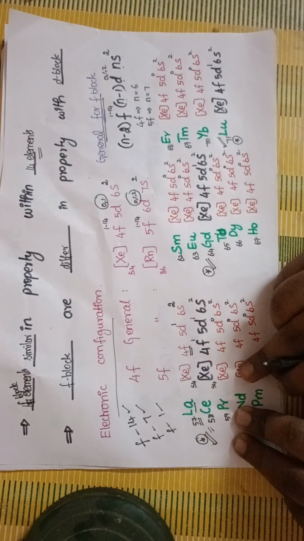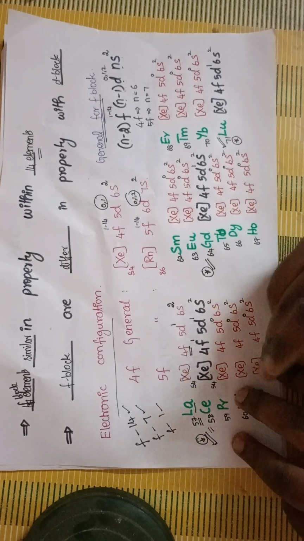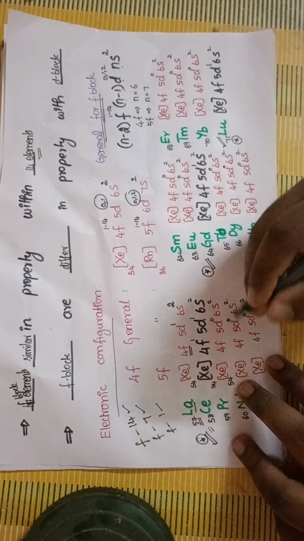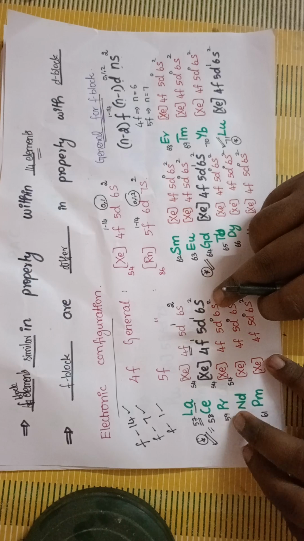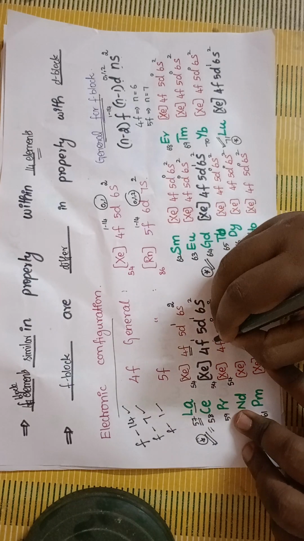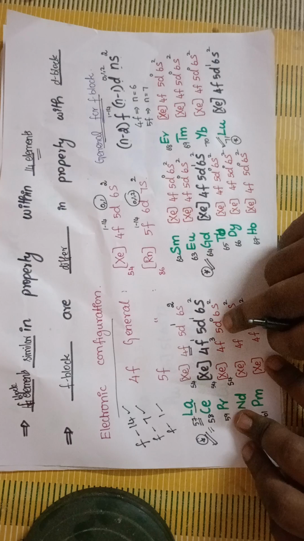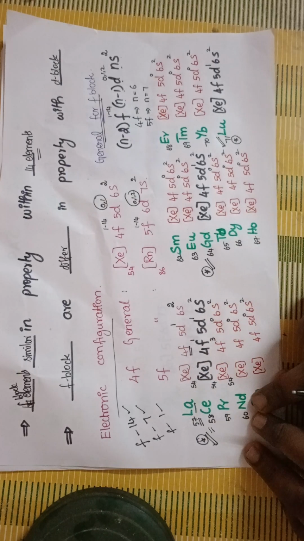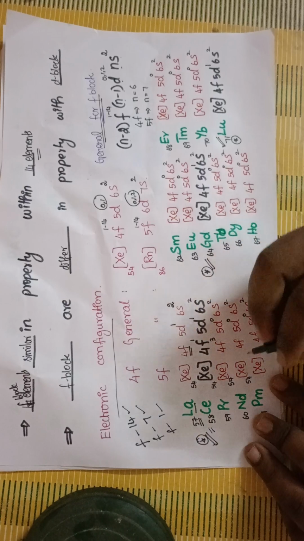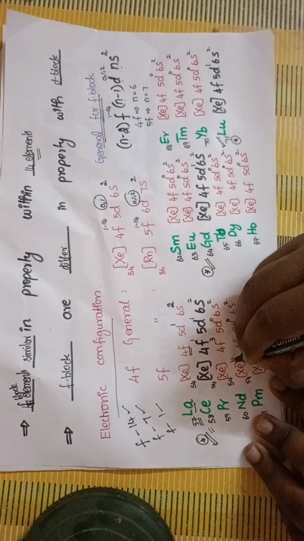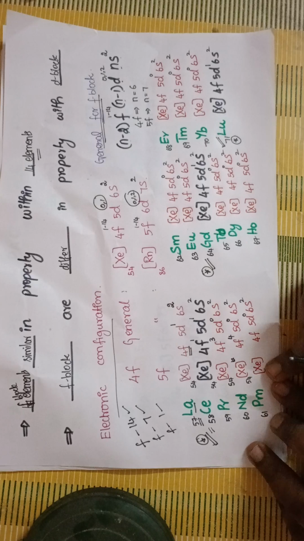Now praseodymium, 59 electrons. Up to xenon 54 were used. Here 2, 54 plus 2, 56 were used. Remaining 3 electrons. Those 3 will go to 4f. There is no electron in 5d. So here 60, 54 used. Here 2, 56 were used. Remaining 4 will go to 4f.